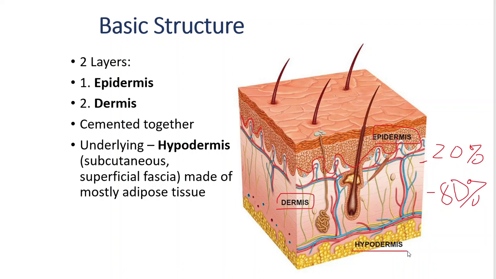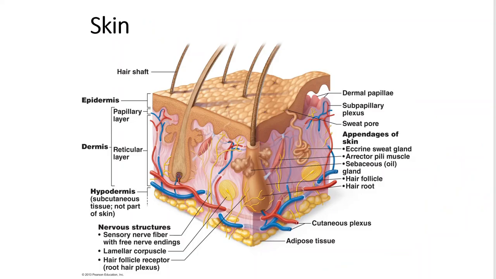The hypodermis, also called the subcutaneous tissue, is going to be a lot of fat, some fascia. These layers are bound together. Can they ever come apart? Sure. If you get a blister, that's what happens. When you get a blister, the epidermis separates from the dermis and it fills with fluid. Okay, we've talked about all that, so let's go to the next one.